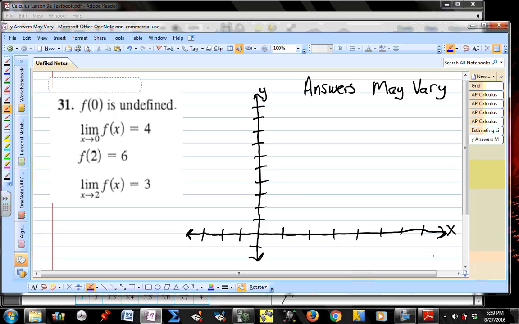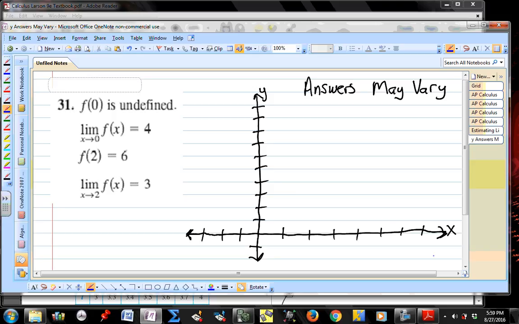Let's do another example together. Problems 31 and 32 were assigned from section 1.2 in the textbook, and we hadn't gone over anything like this in class yet. So let's take a look at number 31 together. We're given information, and we're asked to sketch a graph of a function that meets this criteria.